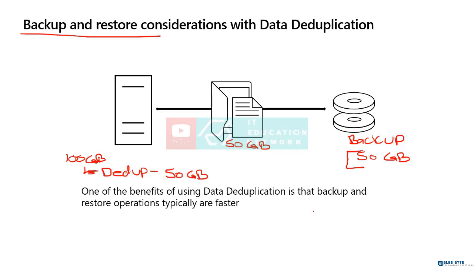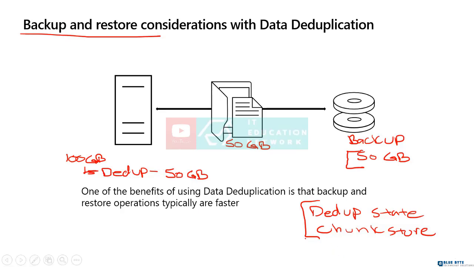So when you back this up, it backs up all the data in the dedupe state. It backs up the chunk store. And when you restore it, it is restoring both of those in exactly that same condition.